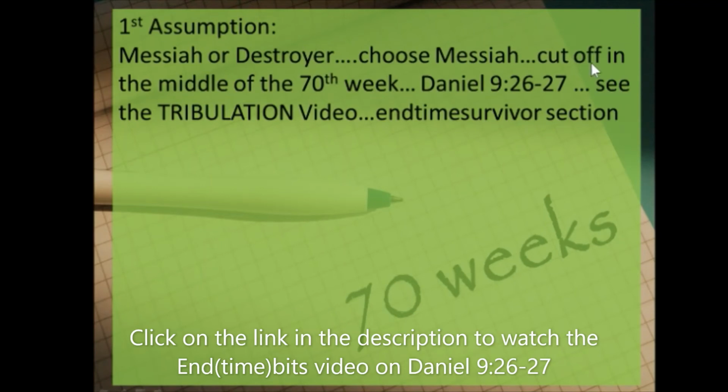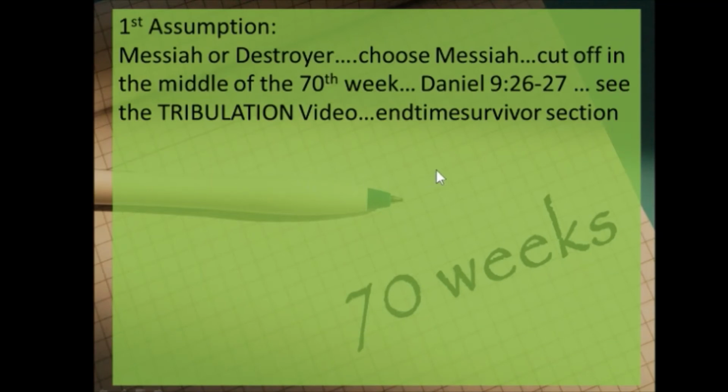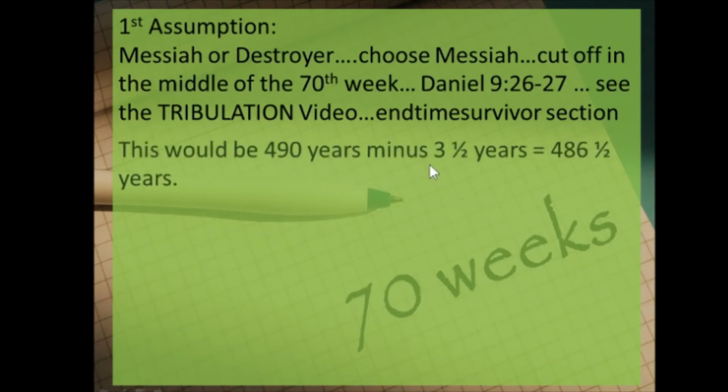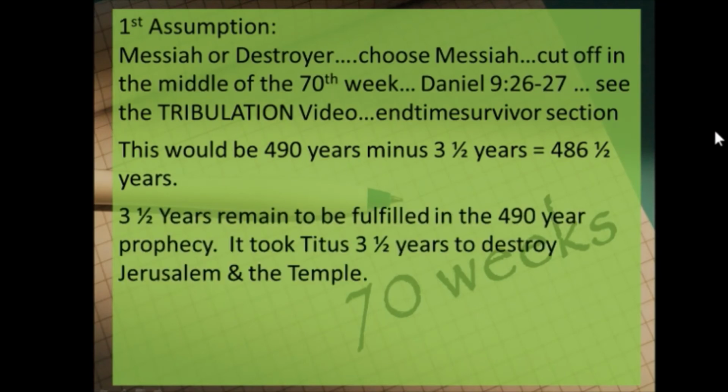And we'll see that Messiah was cut off in the middle of the last week, the 70th week. If that's the case, then the 70th week stopped at 69 and a half, which would be 486 and a half years. So 490 years minus the middle of the week, minus 3.5 years, that's 486 and a half years, or 69 and a half weeks, to when Messiah was cut off, if you choose Messiah. So 3.5 years remain to be fulfilled in the 490-year prophecy. It's been stalled. That prophecy's been stalled at April 3rd, 33 AD.